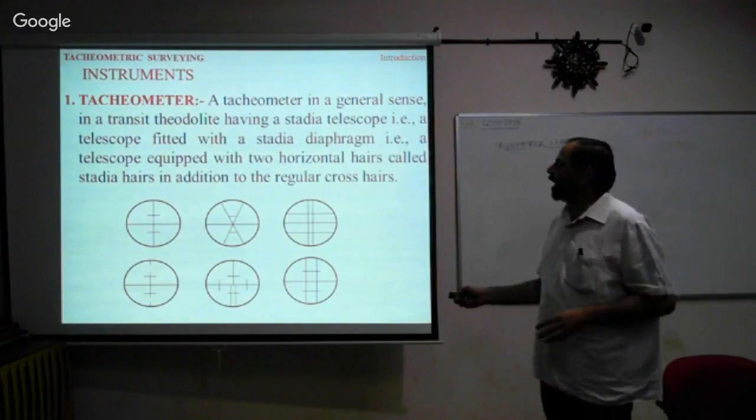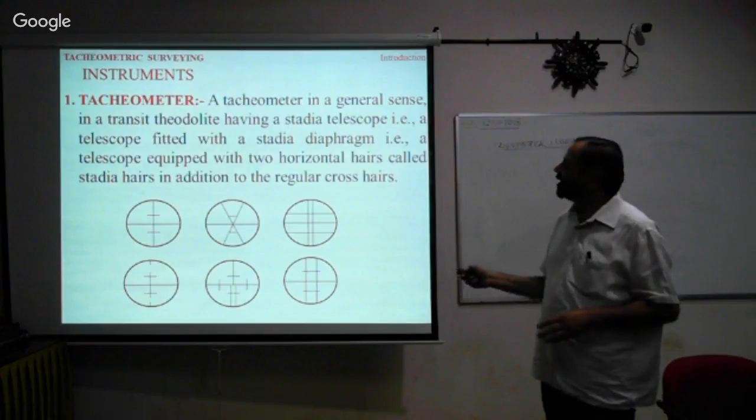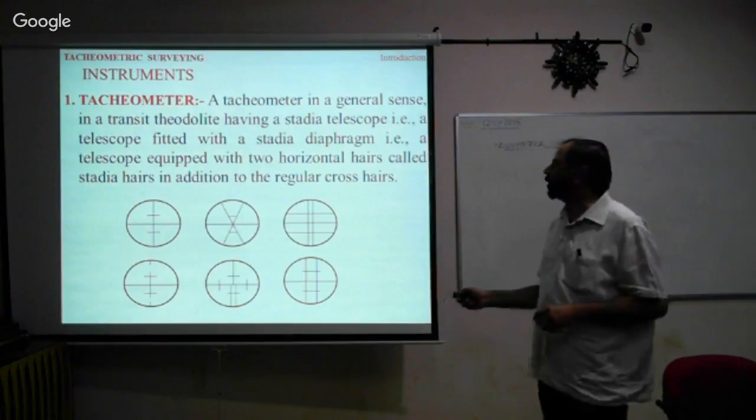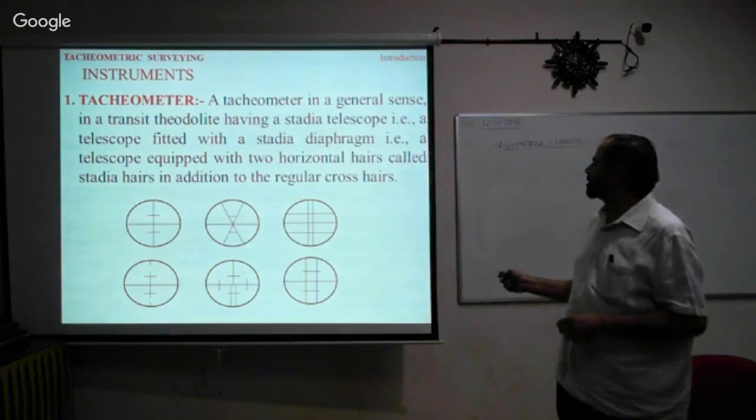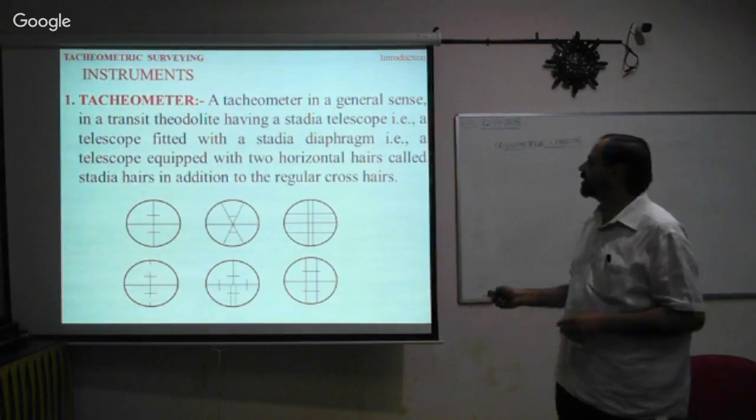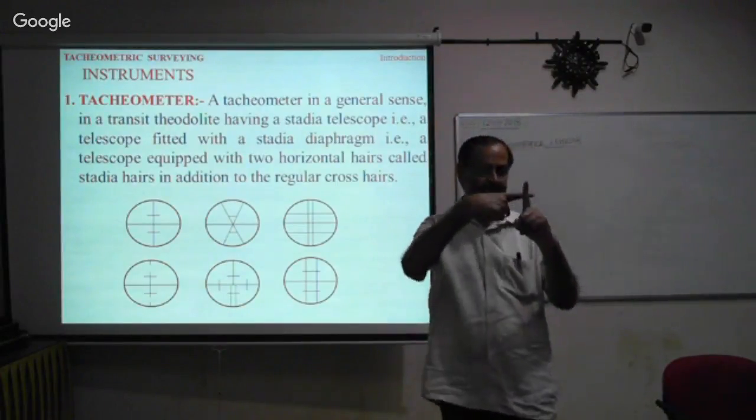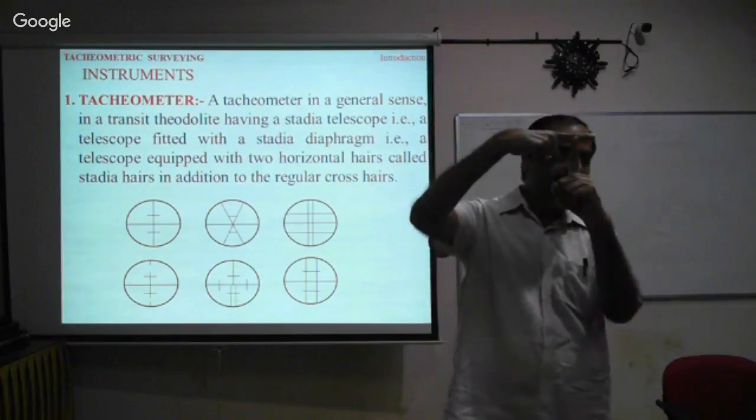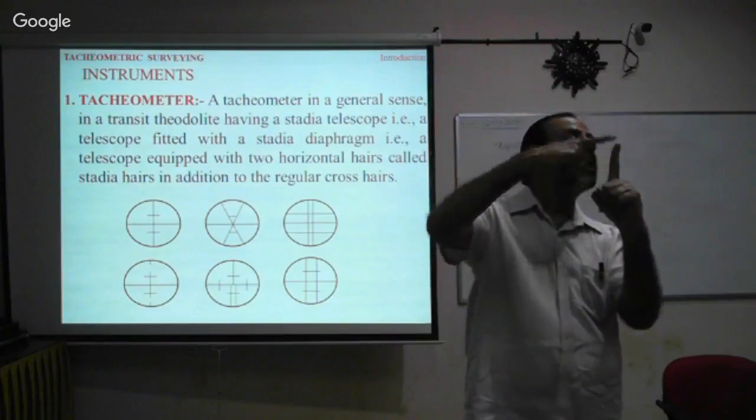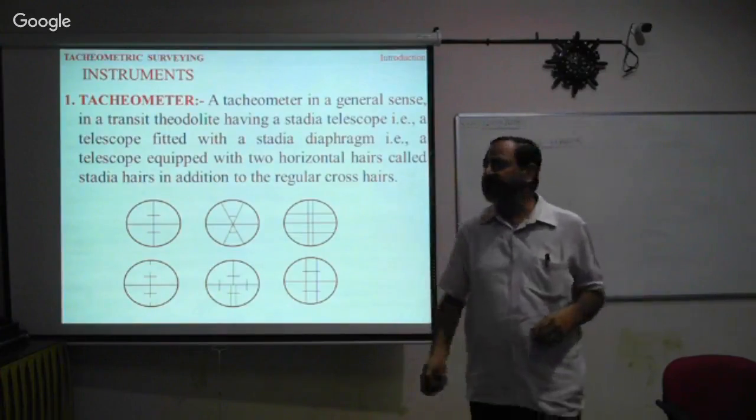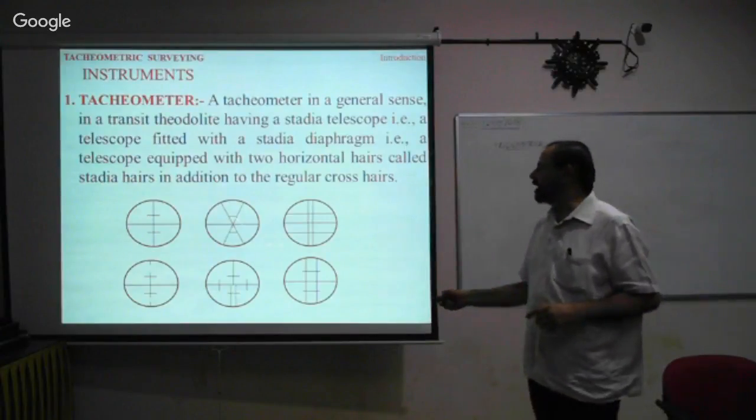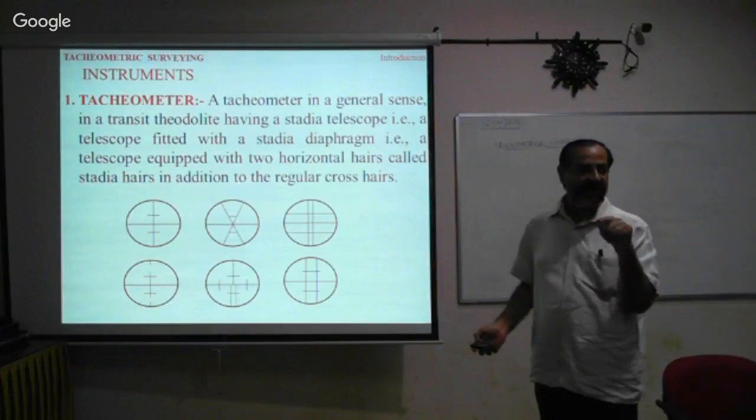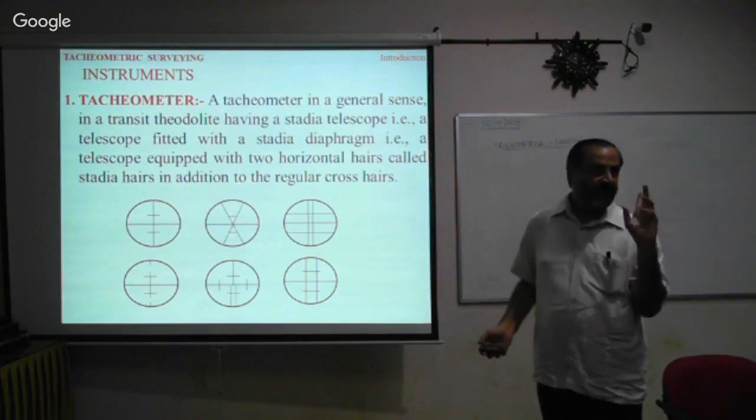Is that understood? A transit theodolite having a stadia telescope, that is a telescope fitted with a stadia diaphragm, equipped with two horizontal hairs called stadia hairs, in addition to the regular crosshairs. Regular crosshairs are only two, perpendicular to each other, and there are two more, one above and the other below at equal distance. This is called stadia lines. This is the first instrument, a theodolite fitted with a stadia diaphragm.